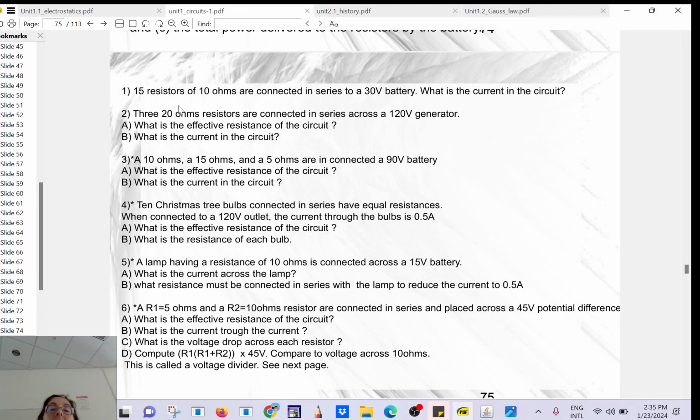Okay, why don't you try to do number 1. Actually, number 1, you can do it in your head. You have a 30 volt battery and 15 resistors of 10 ohm. What's going to be the equivalent resistance? 150 ohms. Do you all agree with that? Okay, so can you find the current?